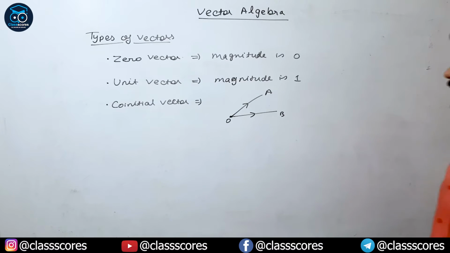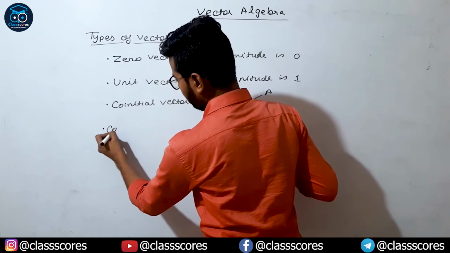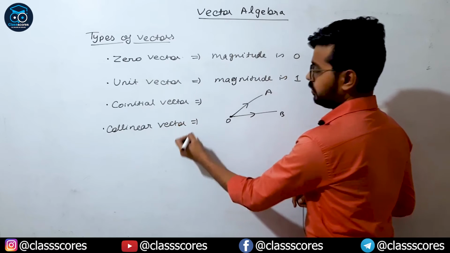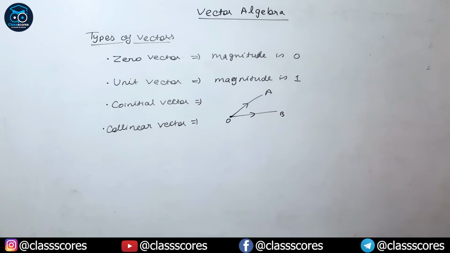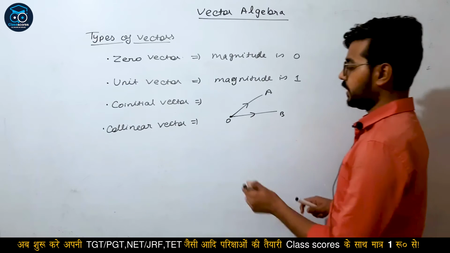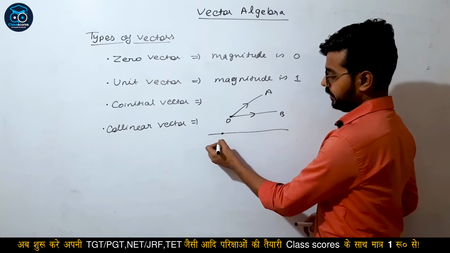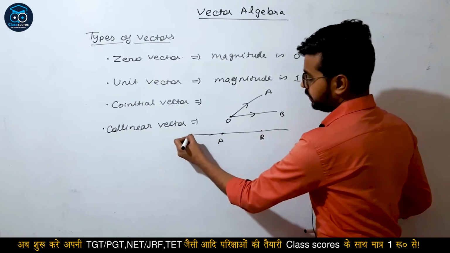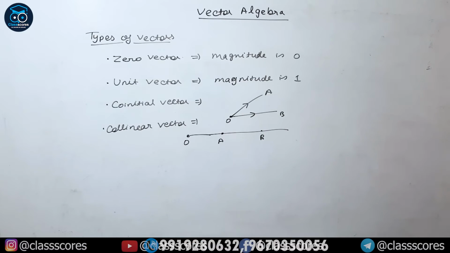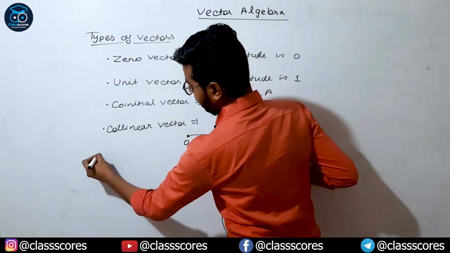Okay, next is collinear vector. Collinear or parallel, both are the same, so we can say collinear vectors are those vectors which lie in a straight line. Here A, here B, it will start from O. OA and OB are collinear vectors because they are lying in the same straight line. Clear?